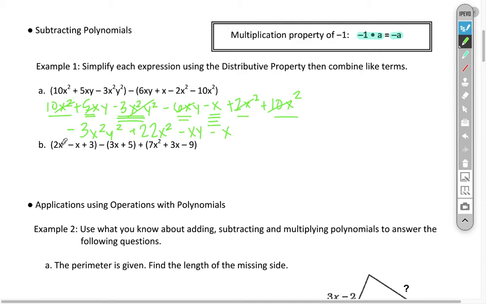Same thing on the bottom. Nothing's changing in this one, so we can bring that down just the way it is. But we do need to distribute this negative across over here. So we'll have now negative 3x and negative 5. And then let's distribute this positive, which wouldn't change anything, so we know that we can just bring that down the way it was.